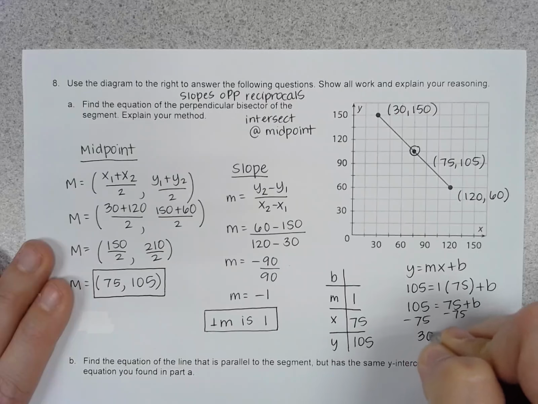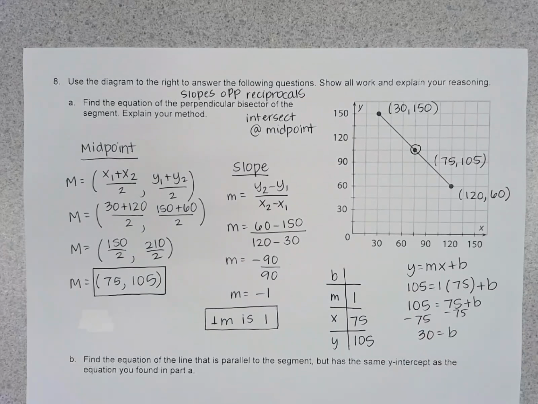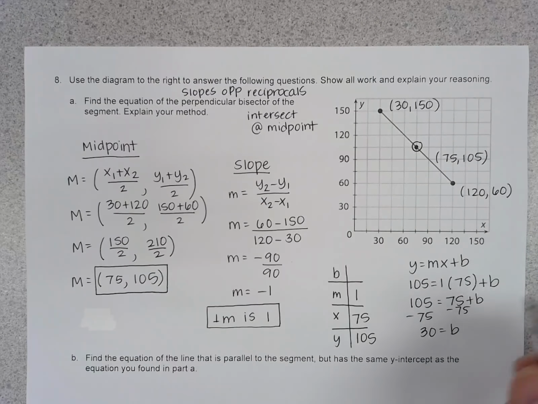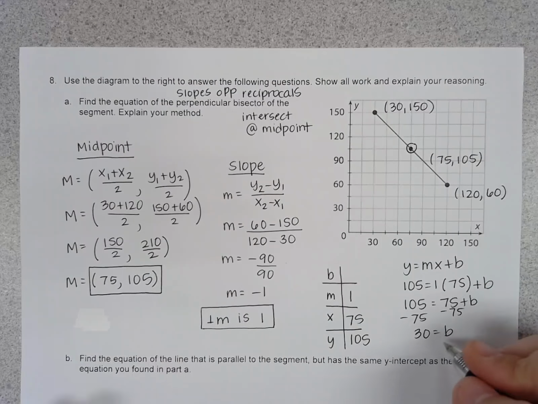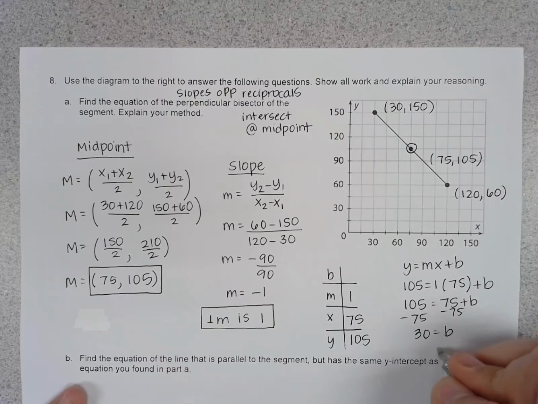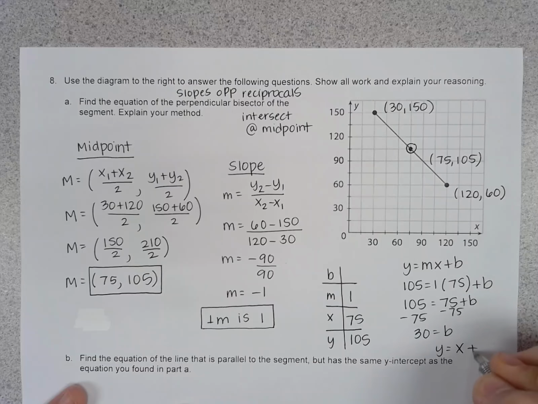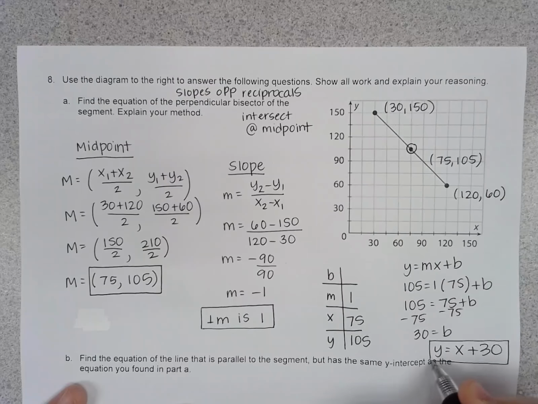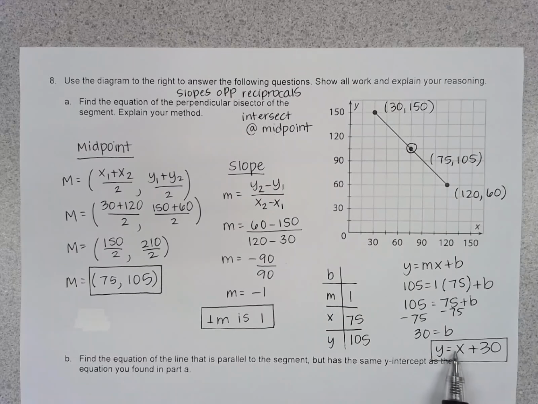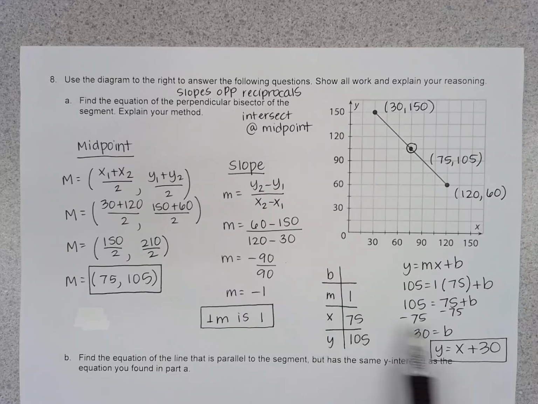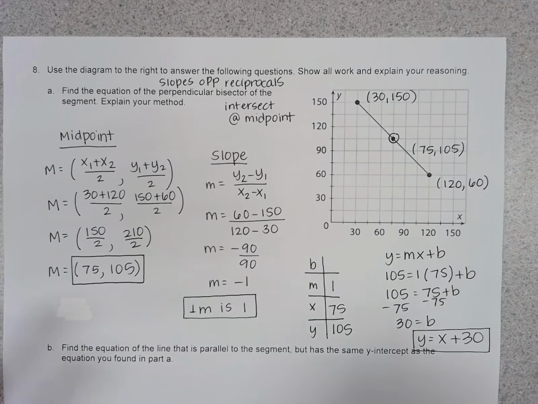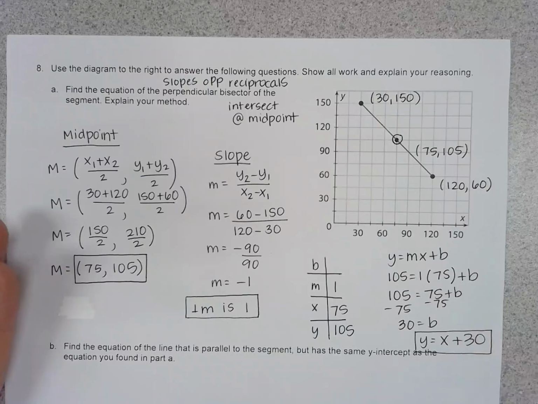I get 30. So the equation of the perpendicular bisector of the segment that's given to me on the page, the answer to this question, is going to be y equals x plus 30. Remember, the x stays x, the y stays y. The 1 for the slope that I got right here goes in front of the x, so I don't write the number 1. And then the 30 is what I got over here. So this one over here is the answer to the question.